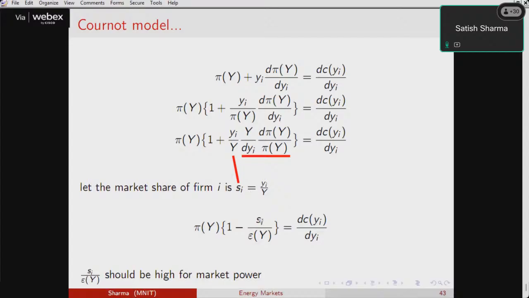So if this share S_i is negligible or close to 0, this entire term will become 0, and the market price will be equal to the incremental cost of the generator. But if the share is different, so if they have a certain share in the market, then this product will be 1 minus something, so it will be less than 1, and this will go in the denominator on the other side, and prices will be higher than the incremental cost of any producer. So this share decides the market power.